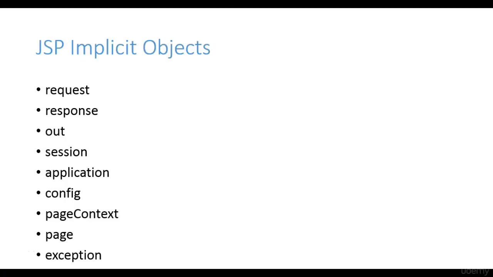Now back to this slide again, where I talk about JSP implicit objects. There are some predefined variables or objects available in JSP. These variables are the Java objects that the JSP container makes available in each page, and the developer can use them directly without being explicitly declared and defined.